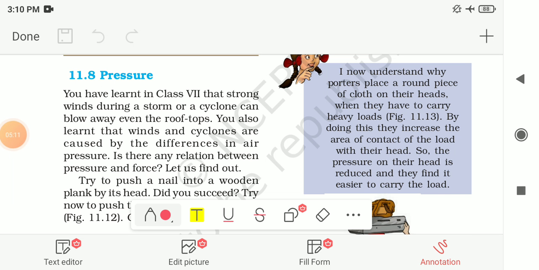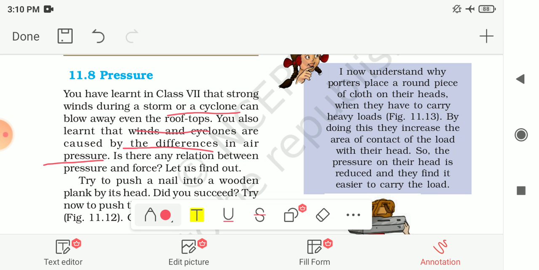So in class 7, you had learned that strong winds during a storm or a cyclone can blow away even the rooftops of houses. And you have also learned that winds and cyclones are caused by the difference in air pressure. We had seen that if there is a difference in the air pressure, then at that time winds and cyclones are formed.